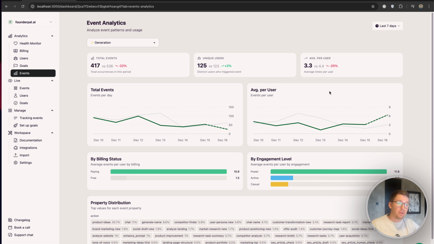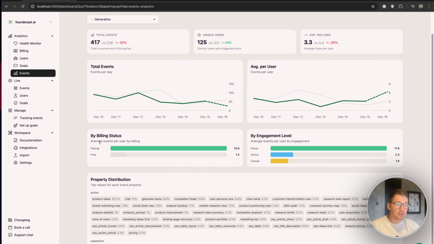That's not that much. If we take a look at paying customers, because in FounderPal that makes sense, free users will not have generations outside of the demo. We have paid around 10, still almost 11, which is not the number that we are looking for. I would probably think that it's closer to 15, 20. So that's also a good idea to go into the product and try to make it better.